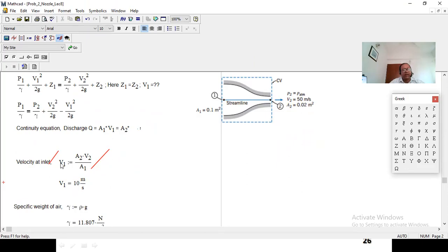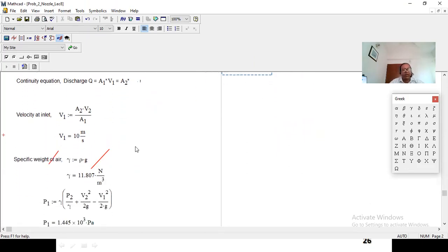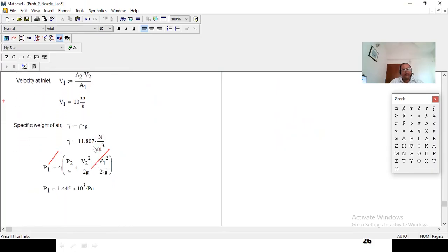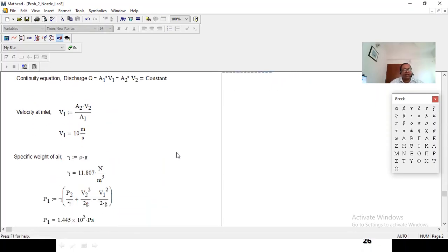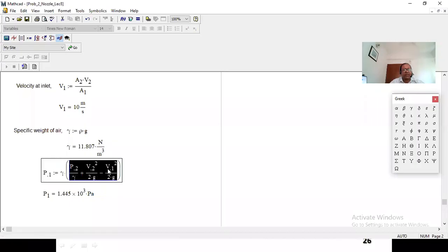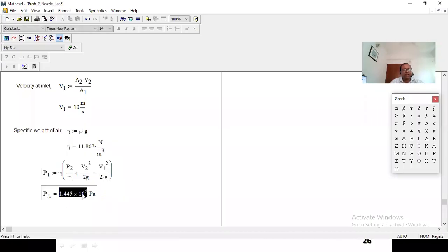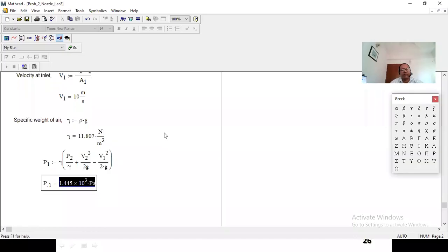Now we figure out the gamma because P1 by gamma, we need to figure out the gamma. So gamma is coming 11.8 Newton per meter cube. So you have the gamma. Now all the values you put over here in the application. So P1 will be this value into gamma, right? That I put over here. And it's coming this much in Pascal.